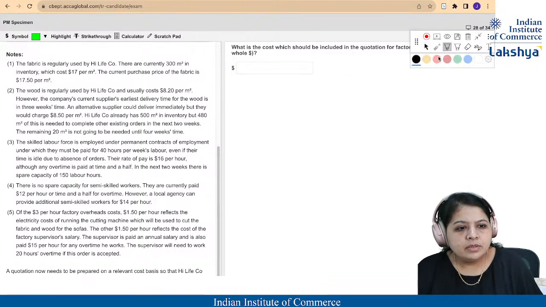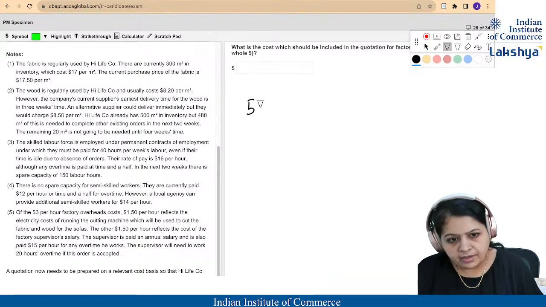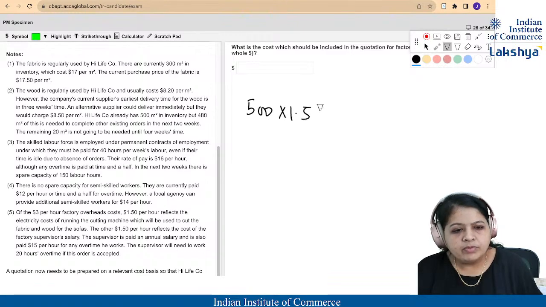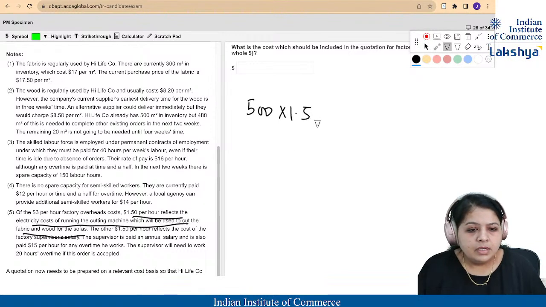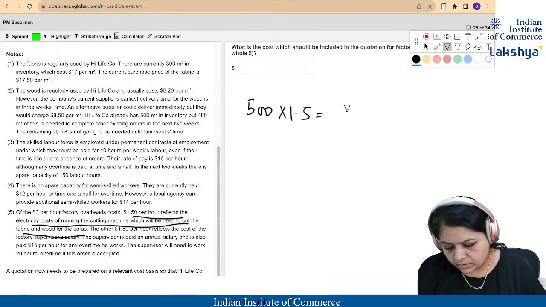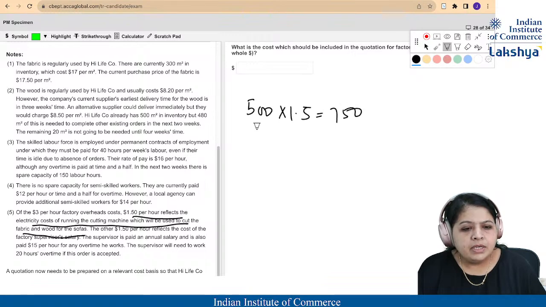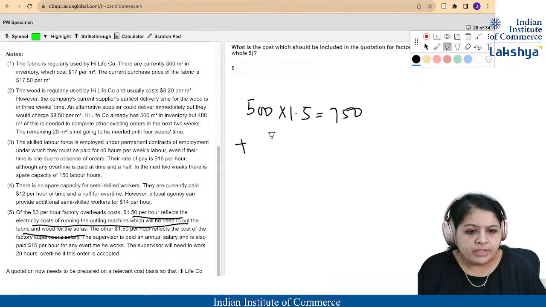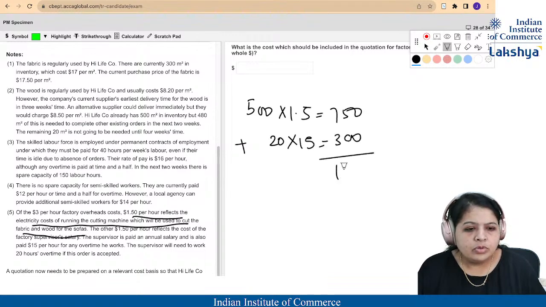So I'll just sum this up again. This is going to be 500 hours into 1.50, because 1.50 is the amount that is used for electricity cost, cutting machine, fabric and sofas, right? So whatever this comes to, which is 750, plus the supervisor's salary is not included, but this 20 hours of extra time that he's doing, that we got to pay. So the total cost is 1050, right?